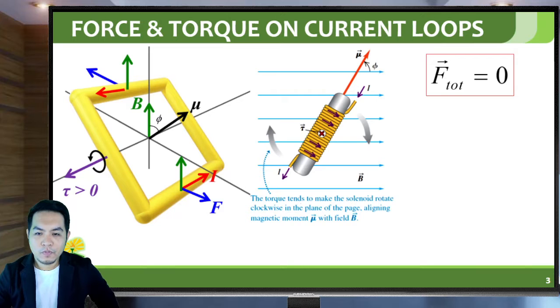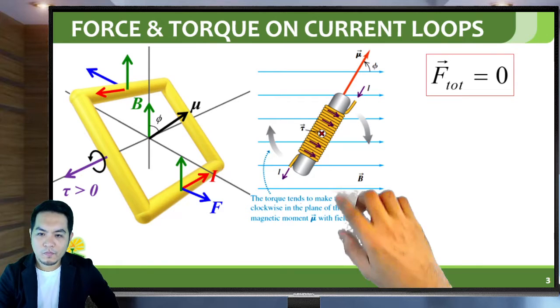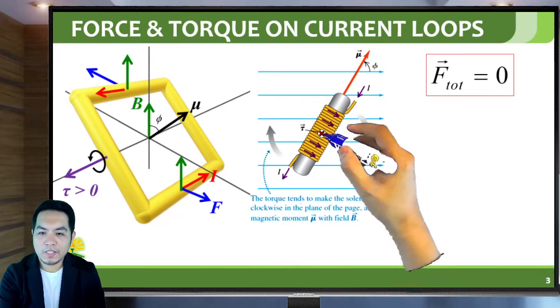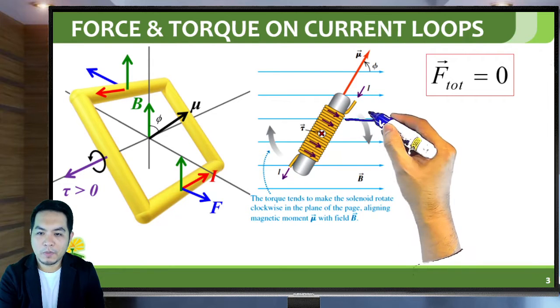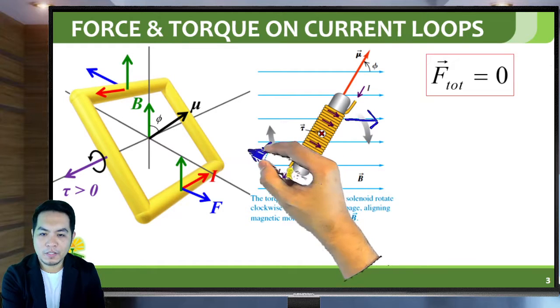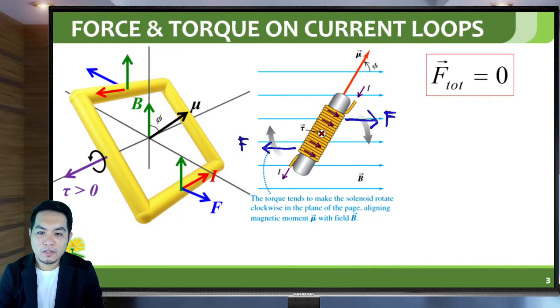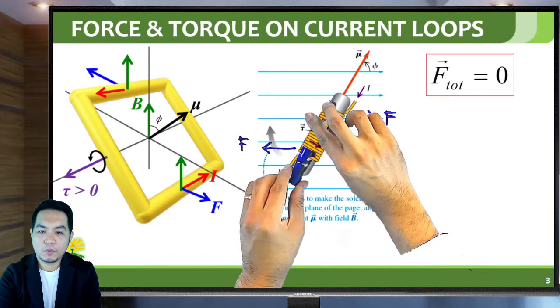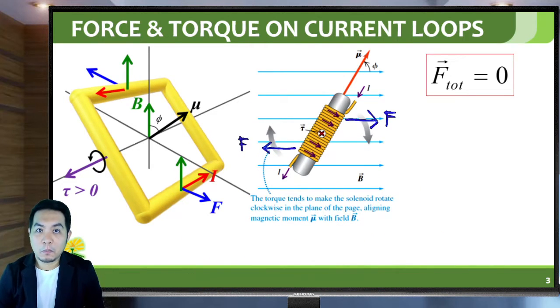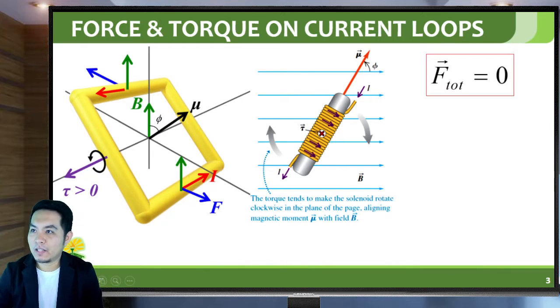Now, for example, we have a side view of this loop. Even though the total force is 0, this side of the loop is exerted by this force F, and this other side of the loop is exerted by this force, say F. Even though the forces cancel out, this will cause the loop to rotate. So there will be rotation, there will be torque. Even though the total force is 0, the net torque is not necessarily 0 for a current loop.